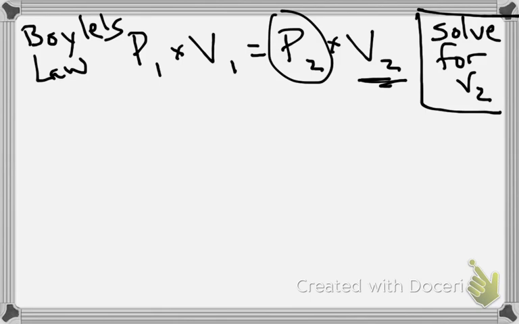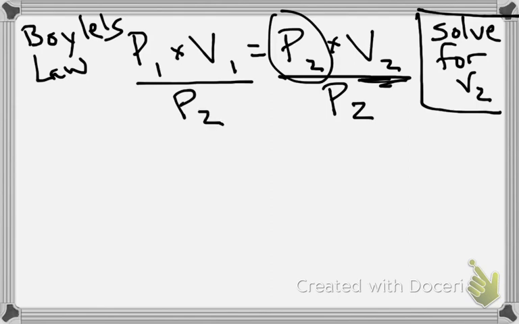So here we're multiplying. We're multiplying the pressure times the volume on both sides. And since we're multiplying pressure times volume, we're going to want to divide both sides by that pressure to get it on the other side. So we are going to divide both sides by P2. Now that is going to leave V2 all by its lonesome on that side, which you'll see in a minute. So we'll take both sides and divide by P2.